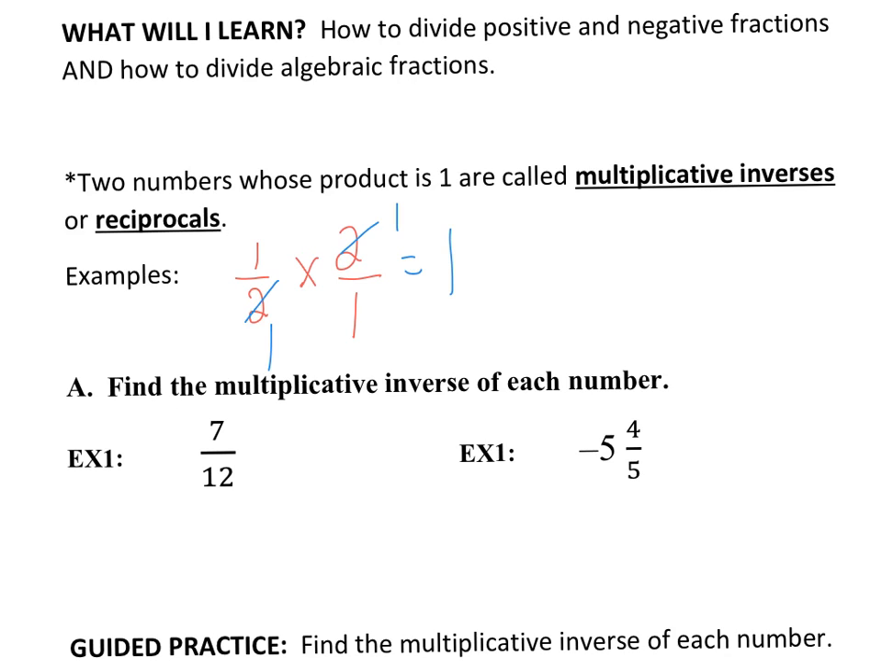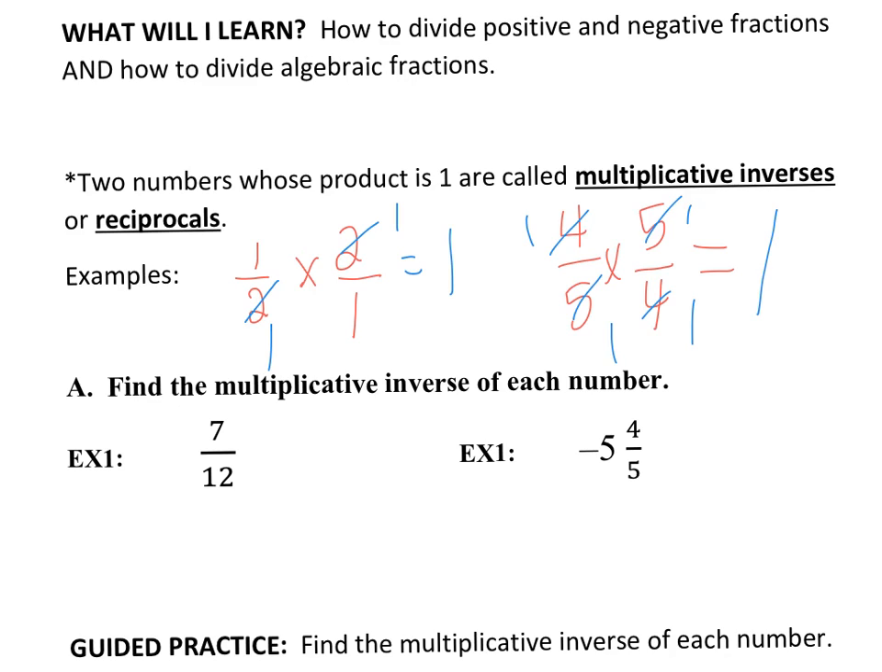Another example is 4/5 times 5/4, because 4/5 and 5/4 are reciprocals of each other. They can cross cancel and it leaves you with a result of 1 again. And that is what multiplicative inverses and reciprocals are.